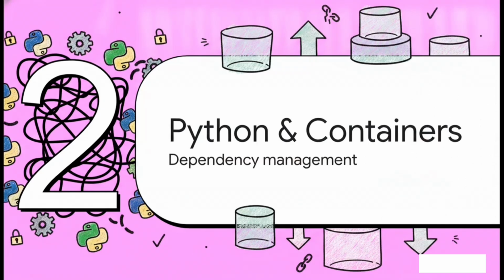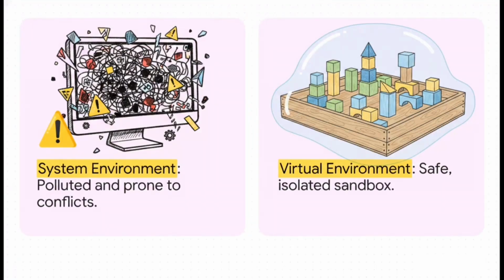Moving right along to Section 2, Python and containers. Just look at the absolute chaos of a polluted system environment compared to the safe, isolated sandbox of an AI virtual environment. If you install every single AI package globally on your Ubuntu machine, eventually different projects are going to require conflicting versions of the exact same library, and boom, your entire system breaks.